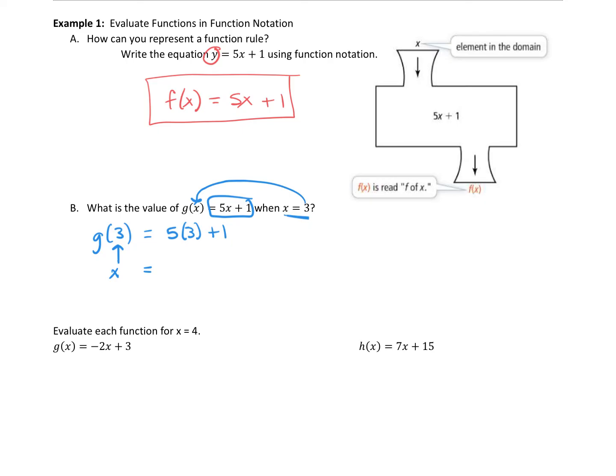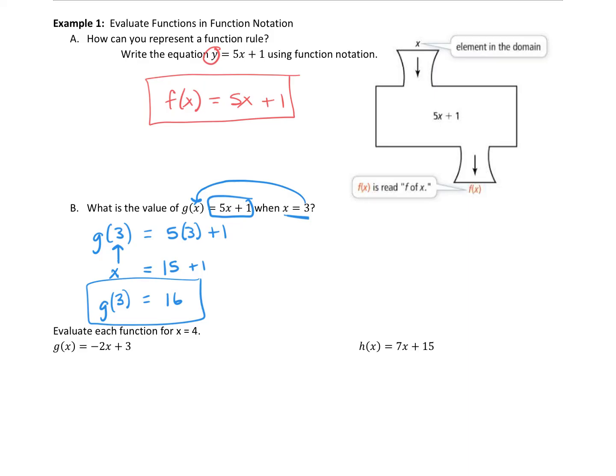Order of operations, we would do 5 times 3, which is 15, plus 1, and we get 16. So g of 3 is equal to 16. So this is our answer. What this means is that when our input value is 3 in our domain, the output is 16. And remember your input, output, your domain, your range, that is tied to your x's and y's. When your x is a 3, your y is a 16.